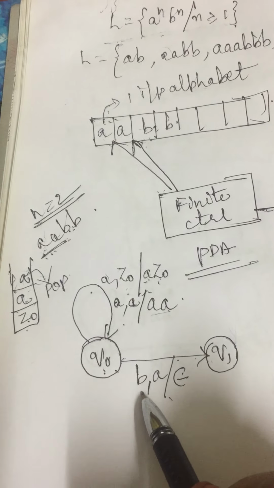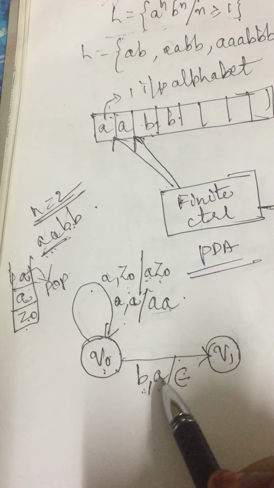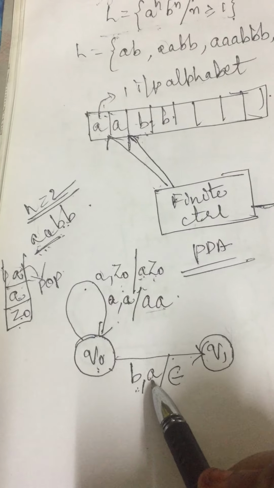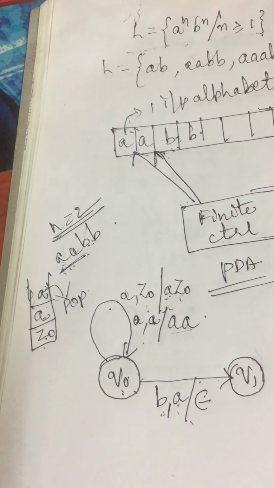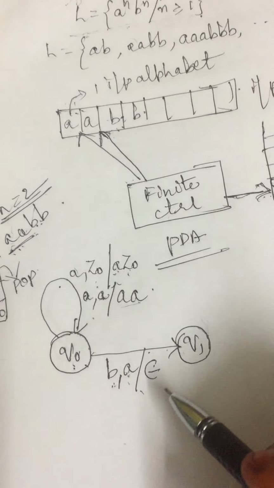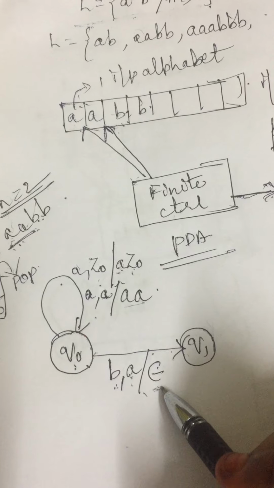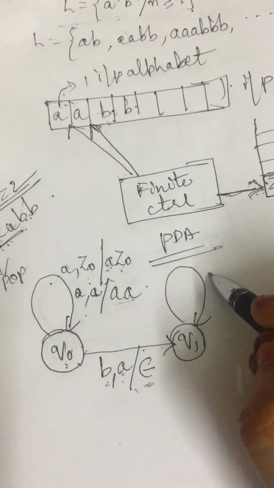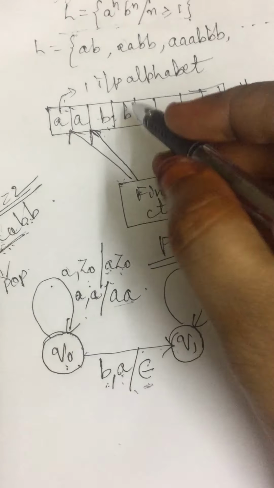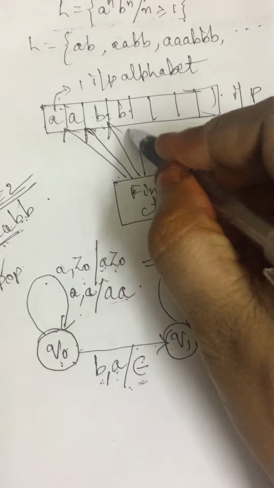For each B, one A will be popped from the top of the stack. That means the present top of the stack is A. That top of the stack A alphabet will be popped from the stack, and in order to indicate the pop operation, we represented it by the epsilon here. So in this manner, if we are having n number of B's, we follow the same procedure. Now the header is pointing to the input alphabet B.